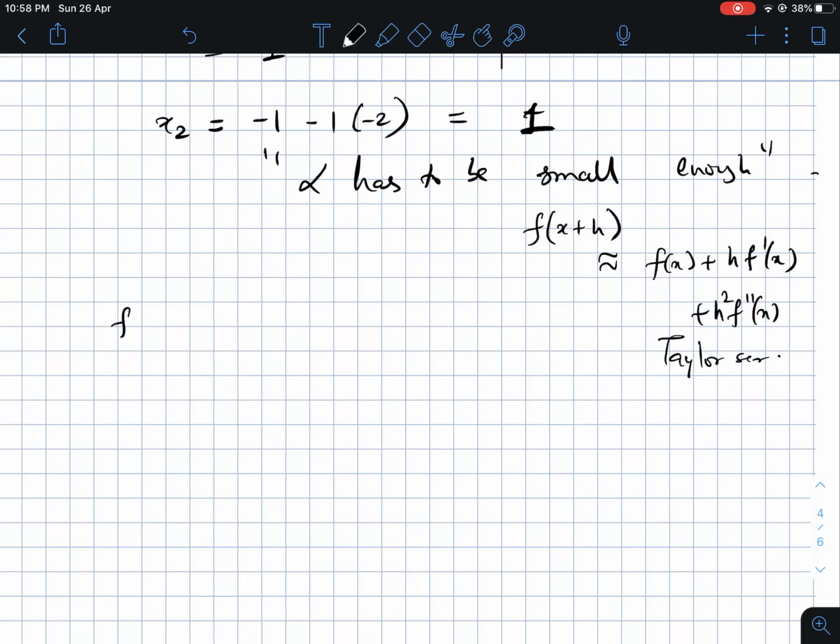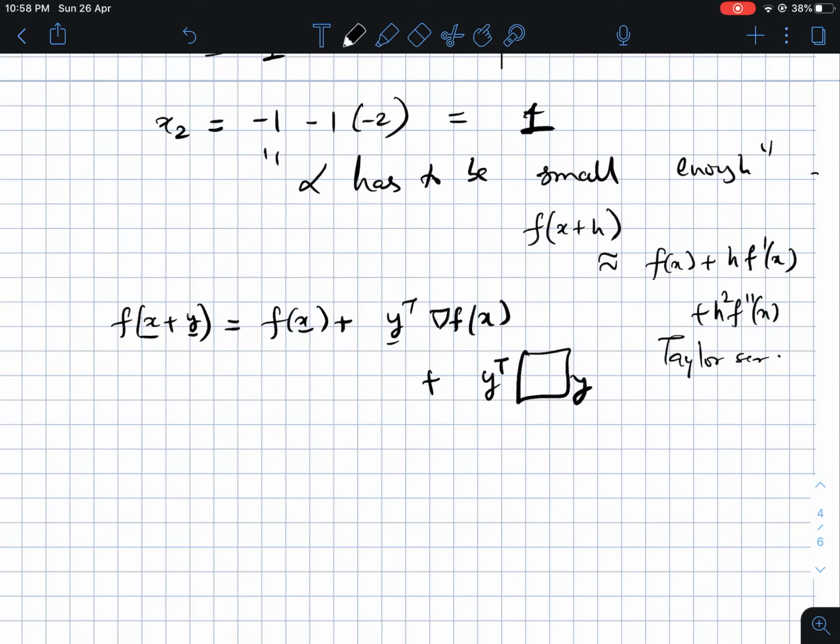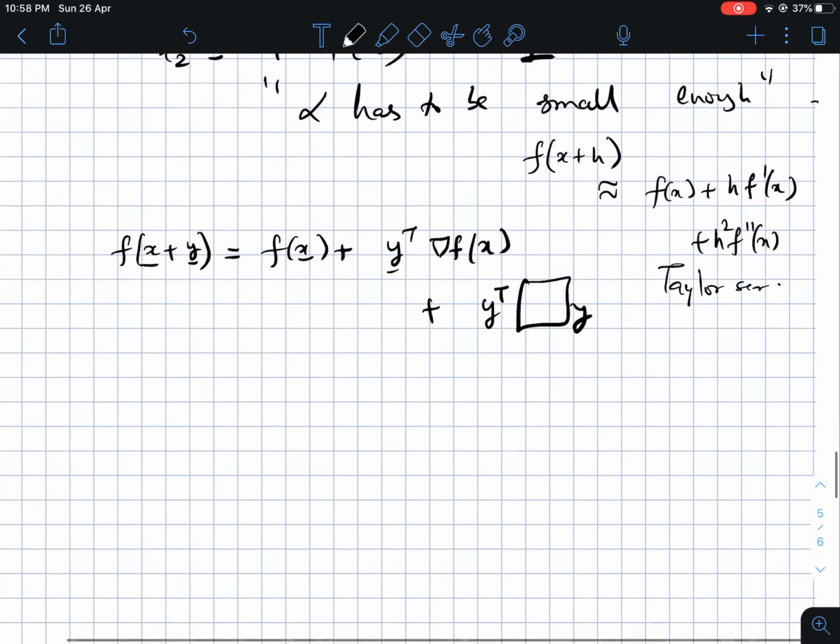I can do a similar thing for multivariable functions. Let's say you have f of x plus y, where x and y are vectors, and you can write it as f of x plus a first order term, which becomes gradient of f transpose times y. Or let me just write it like this: y transpose grad f of x, plus a third term that becomes something like y transpose some matrix times y. If I am able to write my function like this, I can simply read off the gradient as whatever comes here, right? So let me adopt that approach. It will be much simpler.